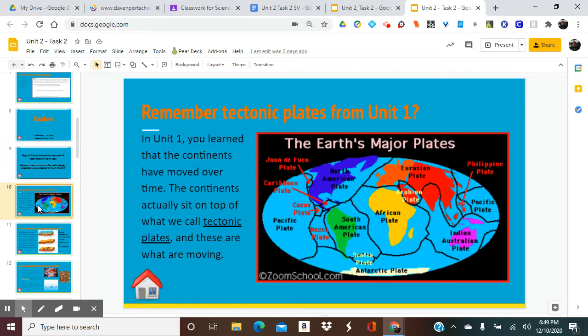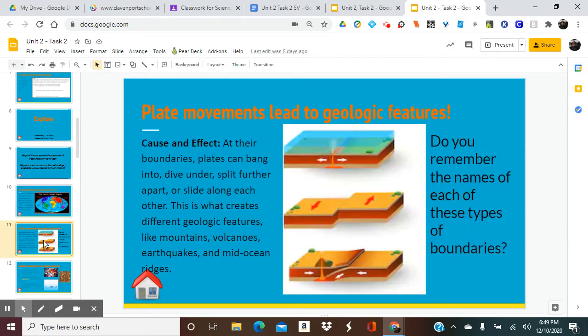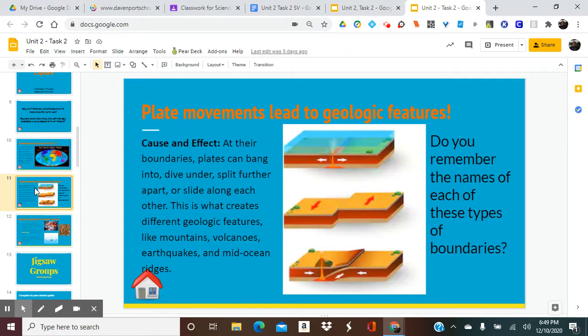We talked about why some resources are available in some places but not others. This goes back to Unit 1 when we learned that the continents move over time and sit on top of what we call tectonic plates. That is the reason that some of the materials that we have are buried so deeply in the ground. The plate movements, basically at the boundaries, bang into each other, dive under, split further apart, slide along each other. Remember, this is our divergent, convergent, and transform.